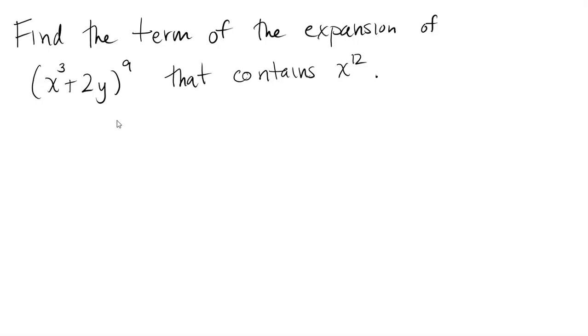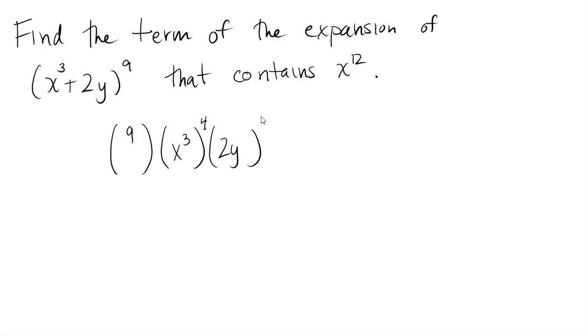Let's take advantage of the formula here. We know that the terms are generated by doing 9 choose something, and then we're going to raise x cubed to some power, and we're going to raise 2y to some power. We want the term of the expansion that contains an x to the 12th. So the power on here has to give us a 12. Well, remember that we're raising a power to a power here, so we'd be multiplying. So what times 3 is going to give us the 12? Well, 4. So that exponent is 4.